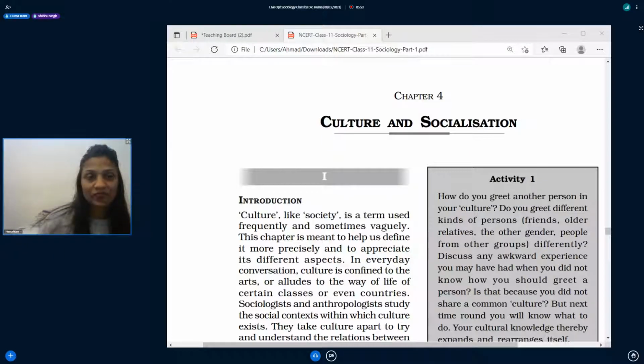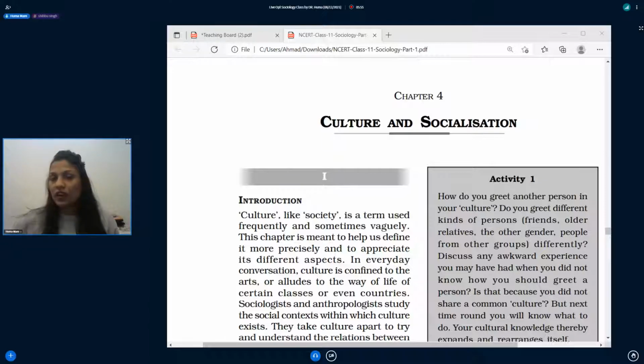Okay. So today we are dealing with two important concepts, that is culture and socialization. My style of teaching is that first of all I'll explain both the concepts individually, what is culture, what is socialization, and then we'll see what NCERT is saying.